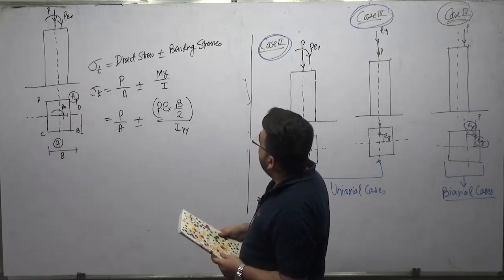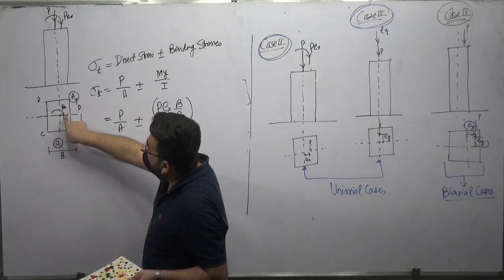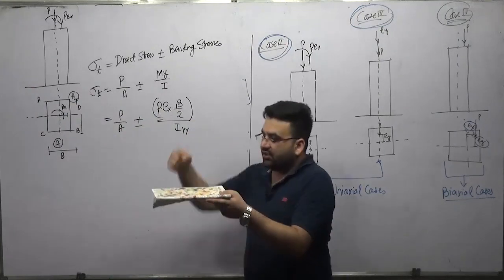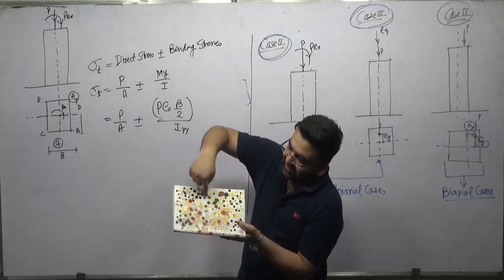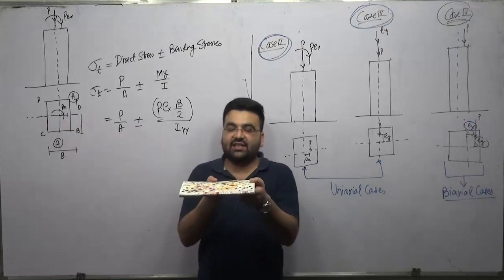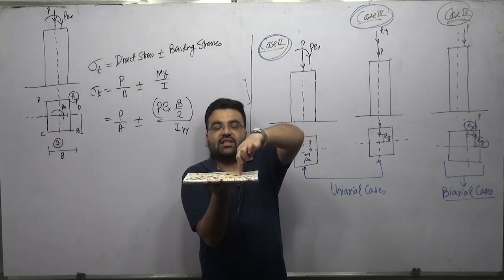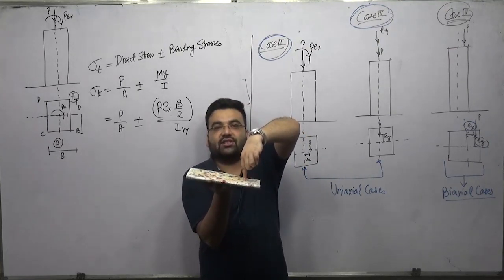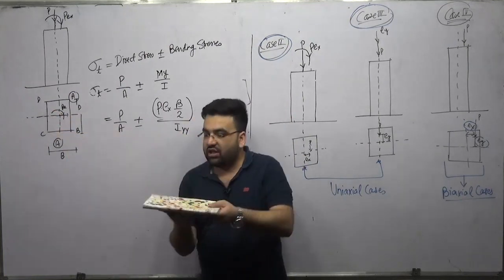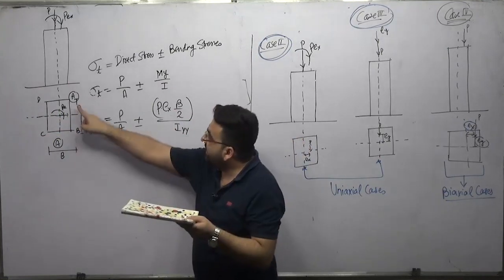Now, let us say that the load is acting at an eccentricity Ex. Let us say this is the top view of the column. The load is acting somewhere here. This is the axis, but the load is actually acting somewhere here at an eccentricity of Ex. If I apply some load like this, it means that these opposite corners will lift, and this corner and this corner will get compressed.